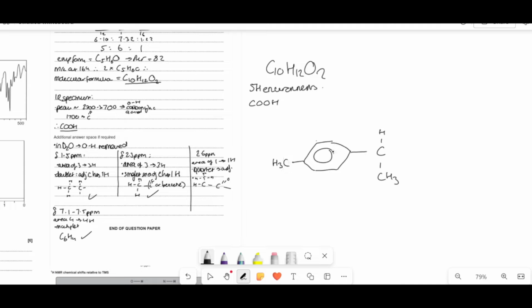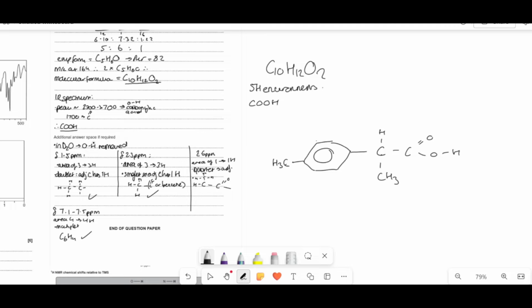All we're left with now is, well, we've used 1, 2, 3, 4, 5, 7, we've used 8 carbons. We've used 9 carbons and we're still missing a carboxylic acid group. We still need to put it somewhere on here. Only thing that's left is that carboxylic acid group, so C double bond O, OH. There's no OH peak, remember, because it's been put in D2O.